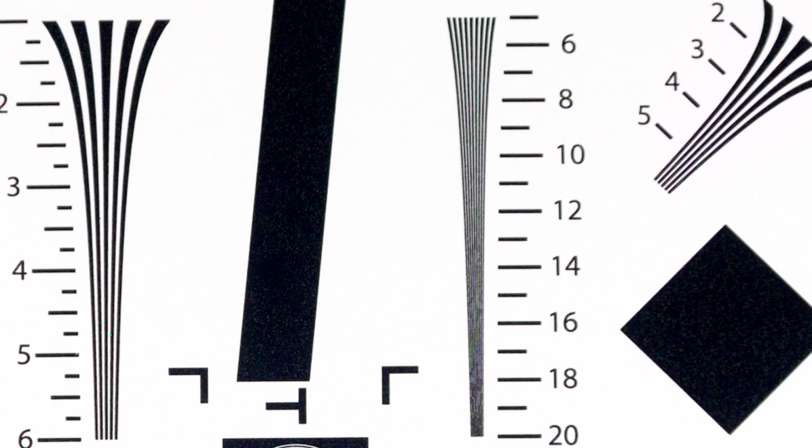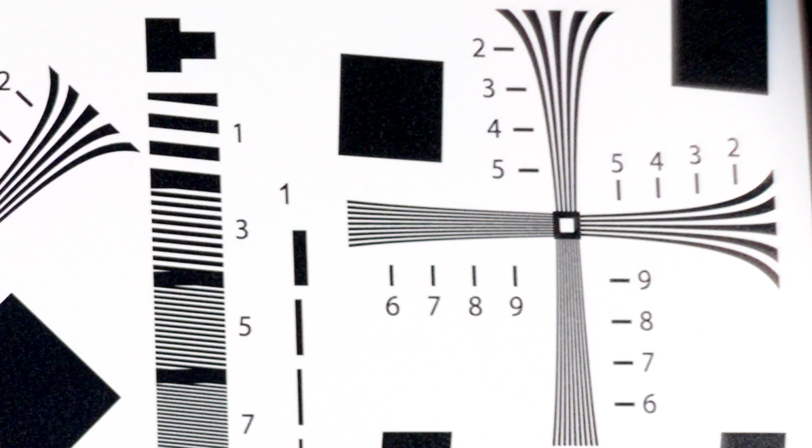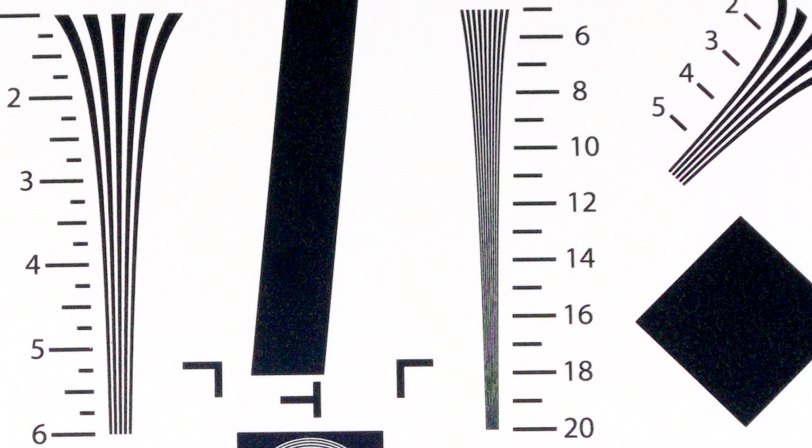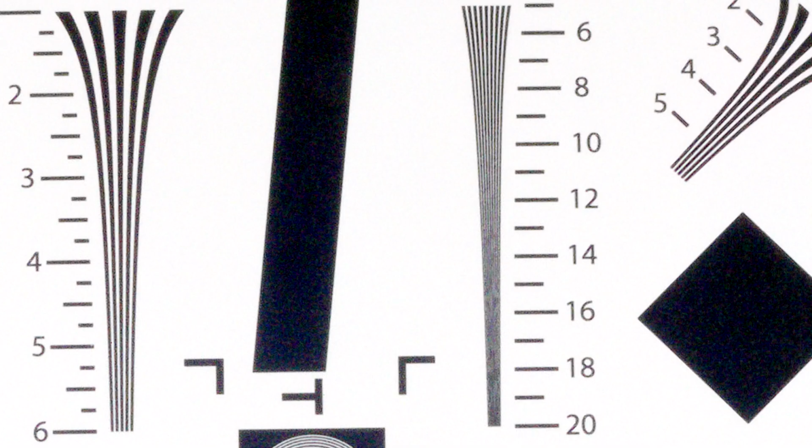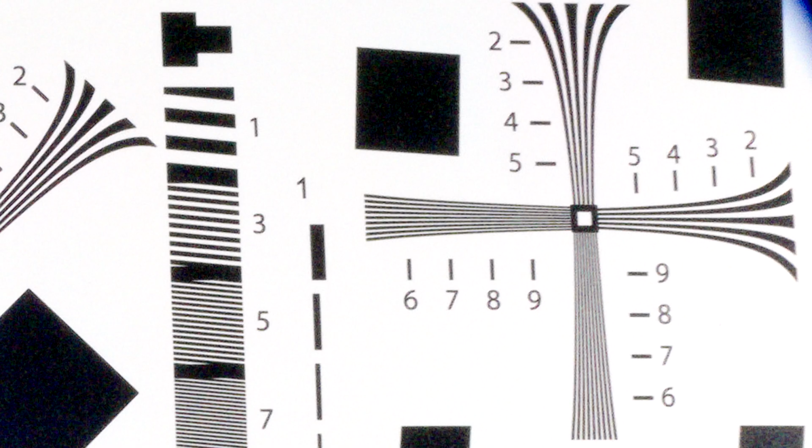Now at f4, we have 1,000 lines of resolution at the center of our lens, and at the edge of our lens, we're looking at around 600. Moving on to f8, we have 1,200 lines of resolution at the center of the lens, and at the edge, we're approaching 800, so that's very good. Now at f16, our resolution is starting to drop again because of diffraction off of the iris. But at the edge of the lens, it's quite a bit sharper than it was at f2.